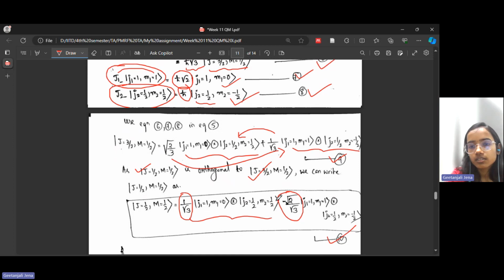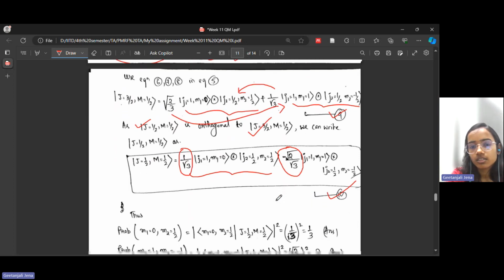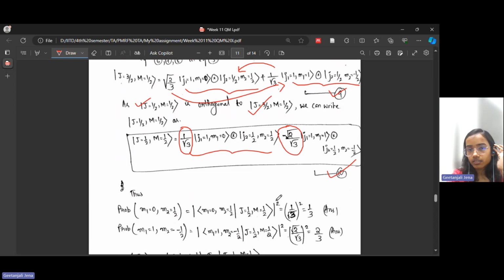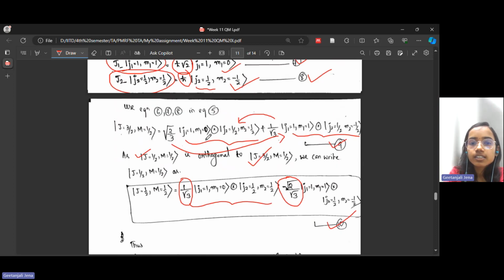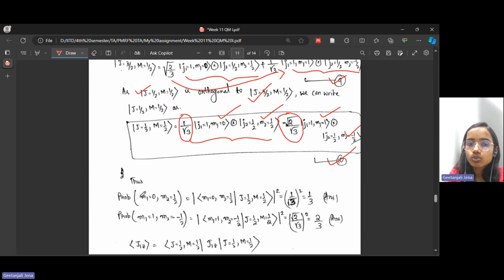So this is how you can find out a state. Now to find out the probability. Here you can see this state has, if you see the first one, M1 equal to 0, M2 equal to half. In the second case, M1 equal to 1 and M2 equal to minus half, right? So that means you will get two combinations. One is M1 equal to 0, M2 equal to half. One is M1 equal to 1, M2 equal to minus half.